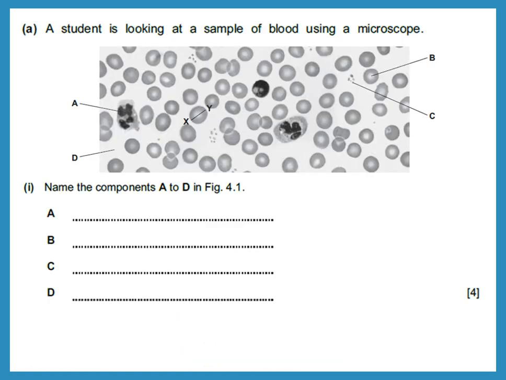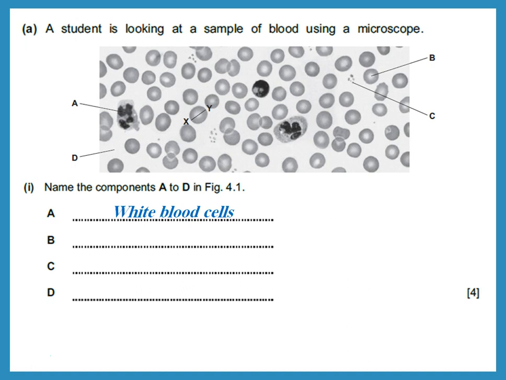A student is looking at a sample of blood using a microscope. Name the components. Can you see what is A, B, C, and D? What is A? A is something that has a lobed nucleus. This is one type of white blood cells. What is B? Can you see B?